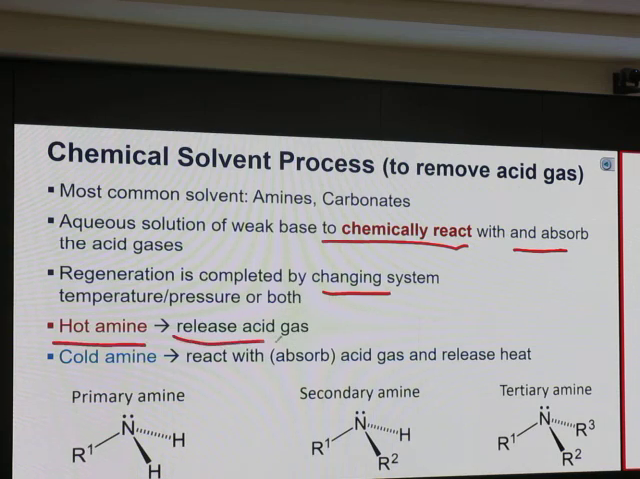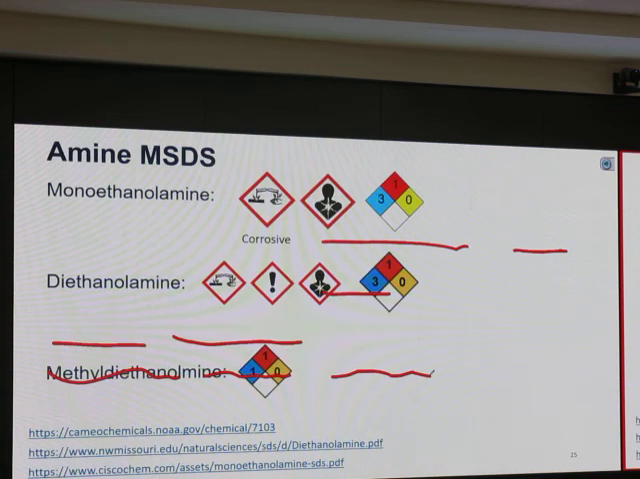it releases acid gas. And then it becomes lean amine, right? When it's getting cold, it's good to catch those acid gas. So when it's cold, it will react with or absorb acid gas. So when we want to regenerate it, we heat it up. Okay, this is amine, and primary amine, secondary amine, tertiary amine.